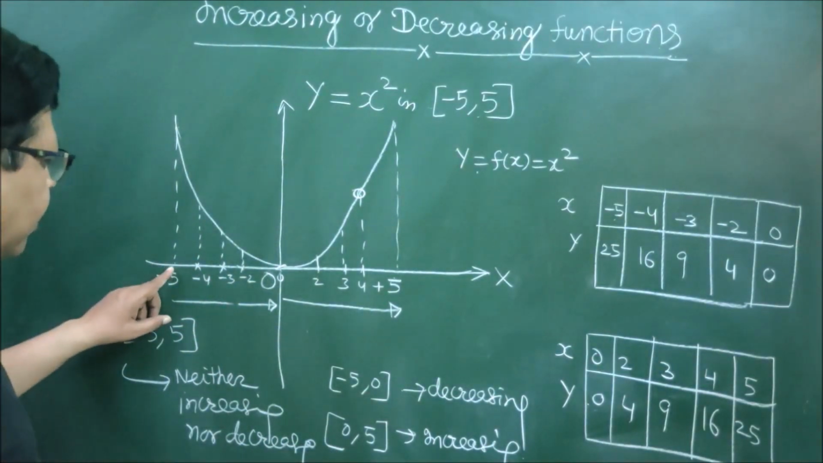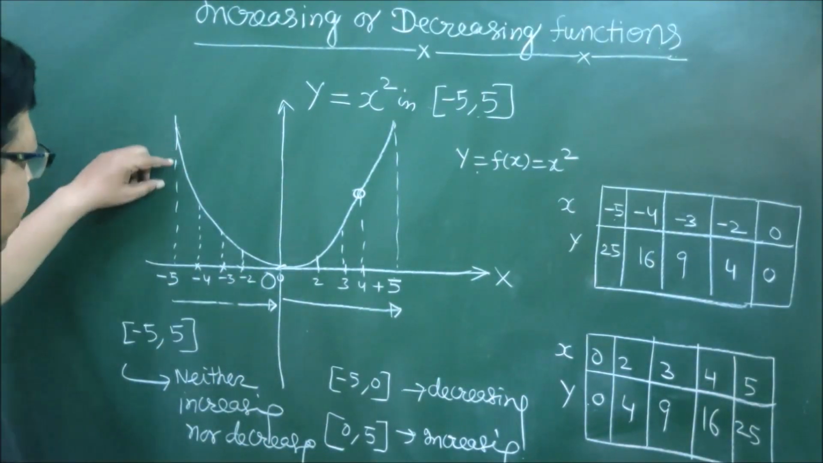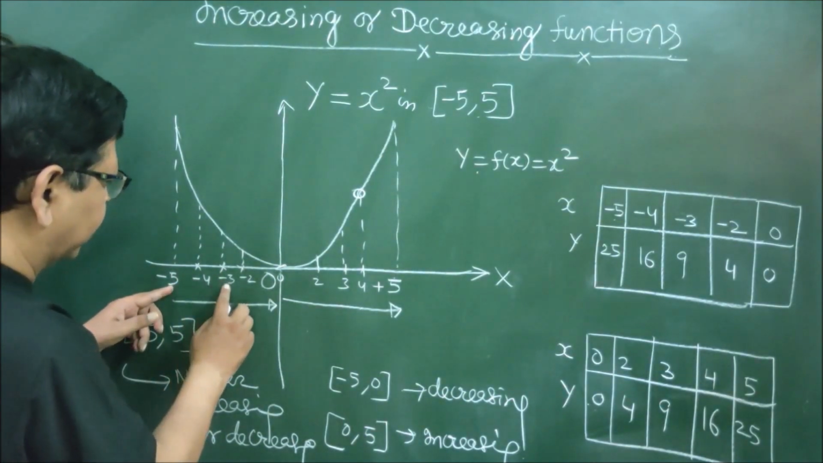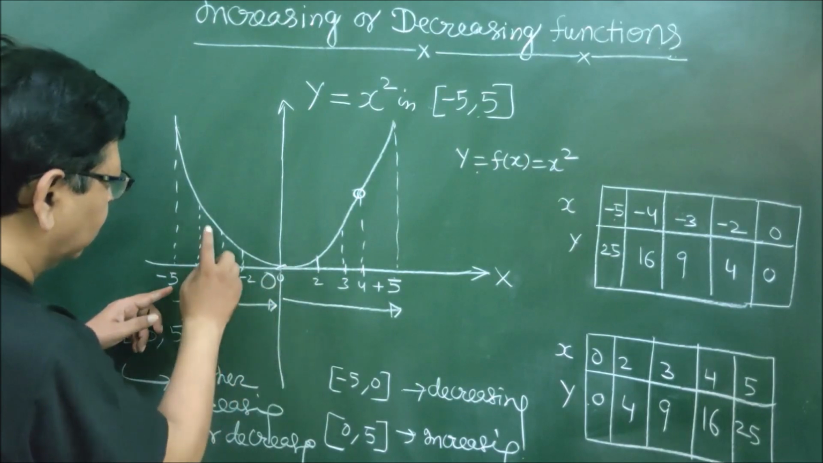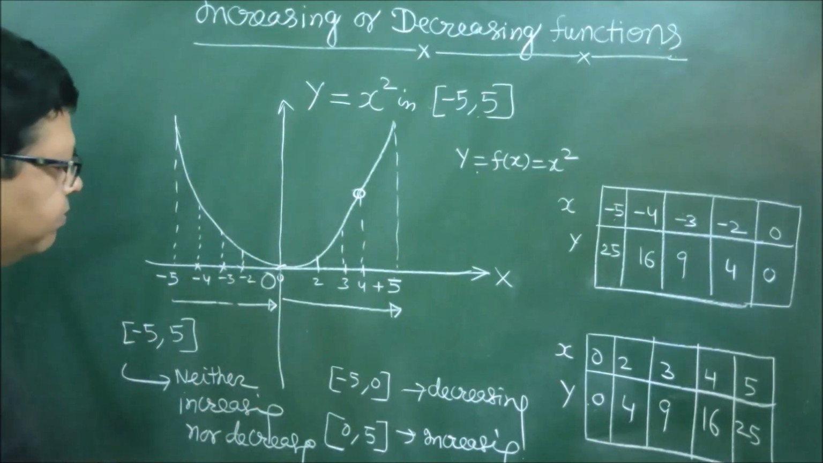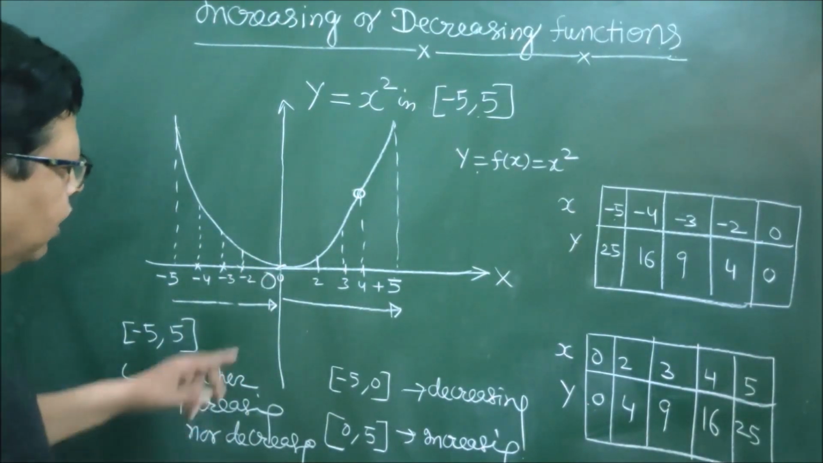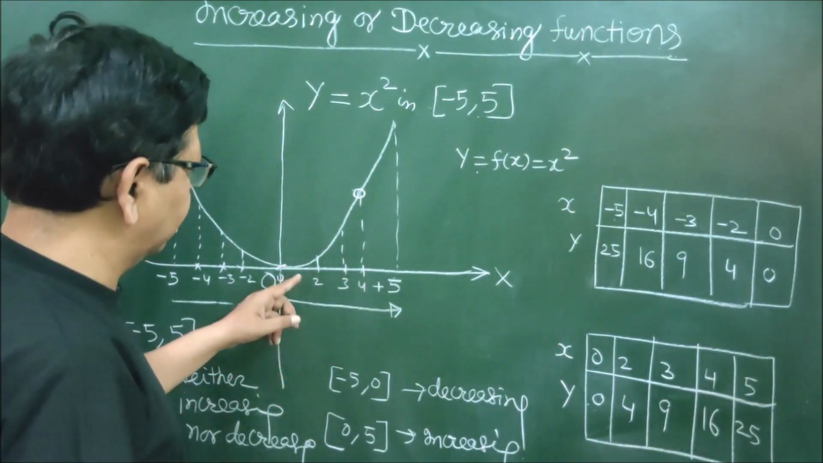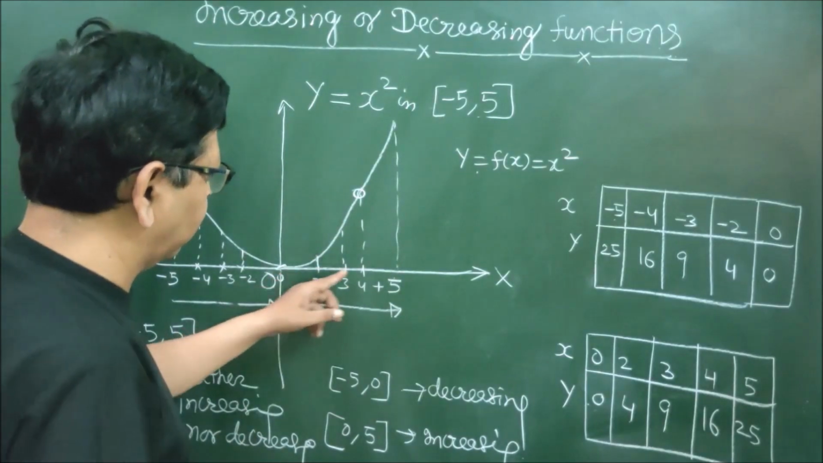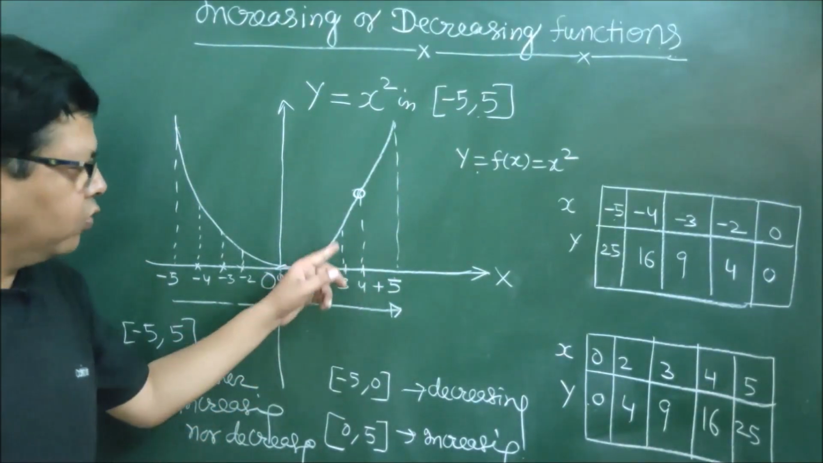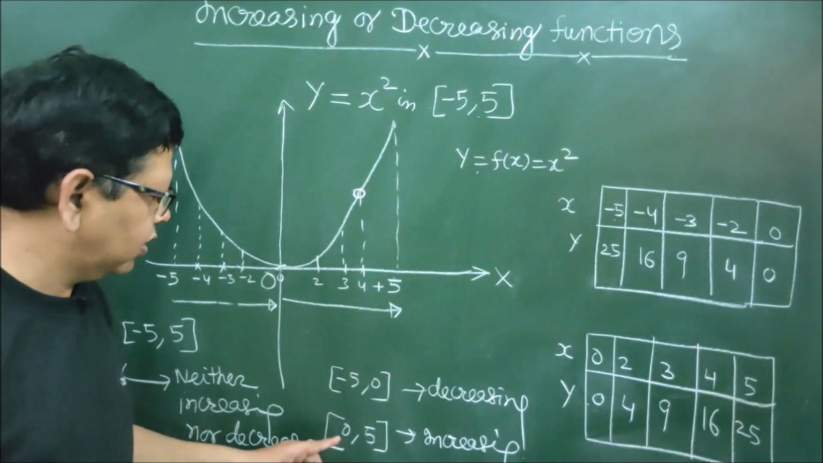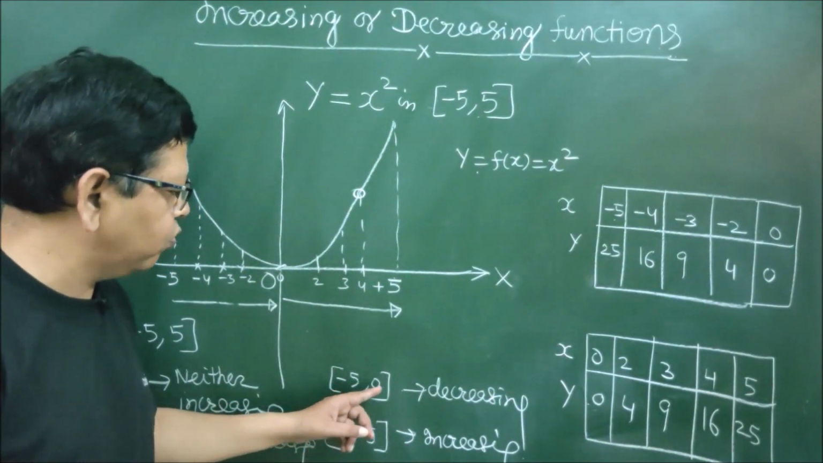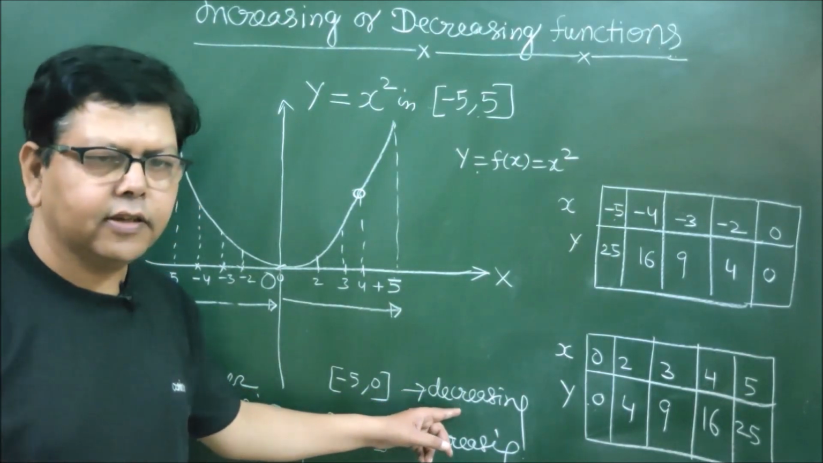But if we consider the interval minus 5 to 0, it is decreasing, because when the value of x is increasing, minus 5, minus 4, then minus 3, then minus 2, then 0, the value of y goes on decreasing. And if we consider only the interval 0 to 5, then when we increase the value of x, the value of y goes on increasing. So in 0 to 5 interval it is increasing, while in the interval minus 5 to 0 it is decreasing.